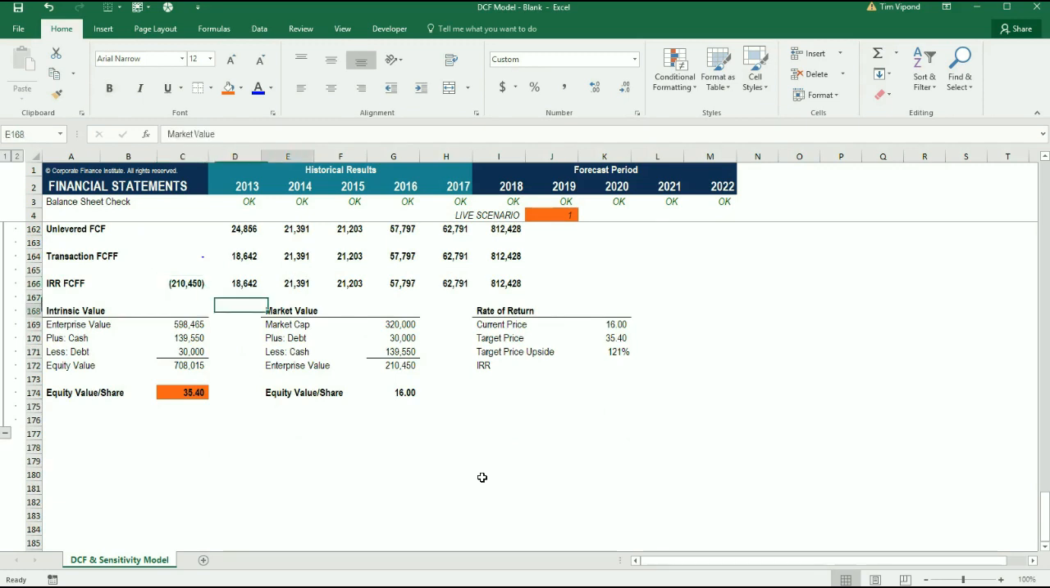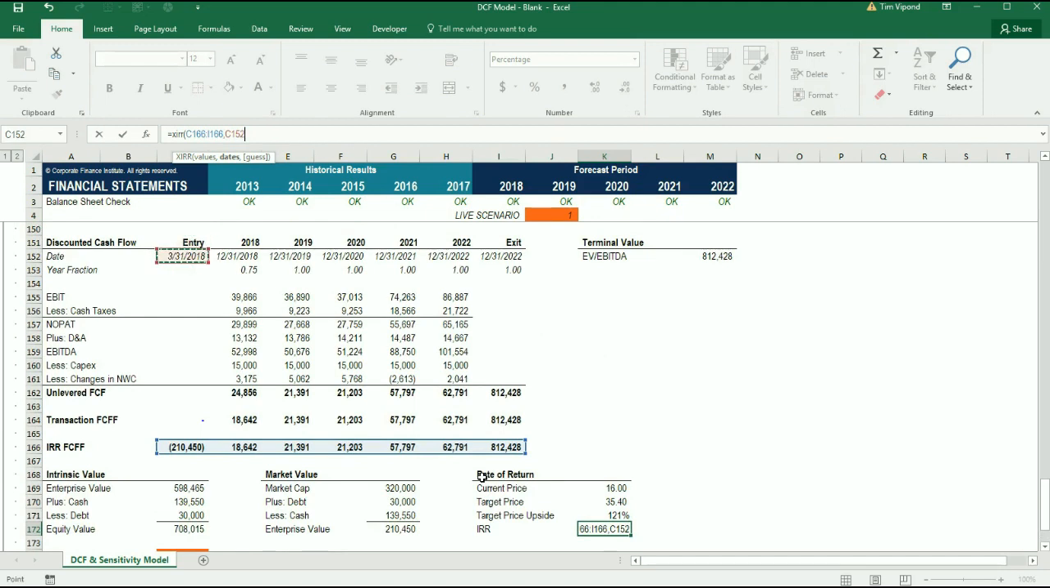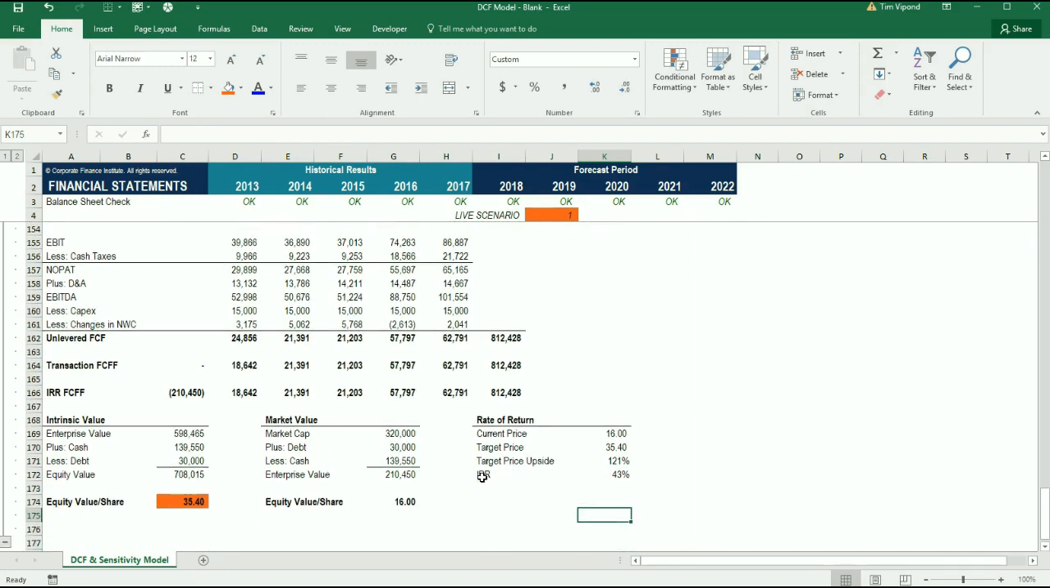So what we can then do is go over here and use the formula XIRR, where we're going to take these cash flows here and match them up to the dates that we have at the top here. And we're going to close the bracket. And what we get there is a 43% internal rate of return.